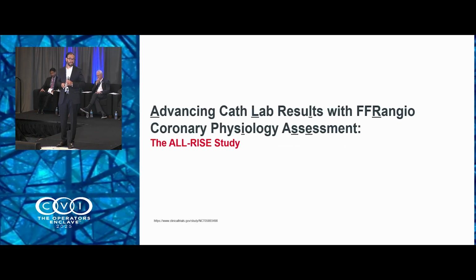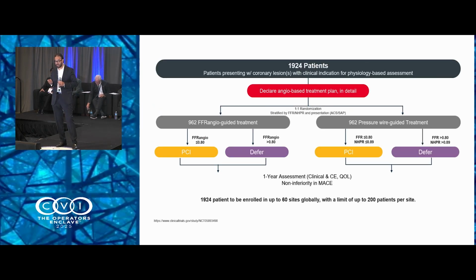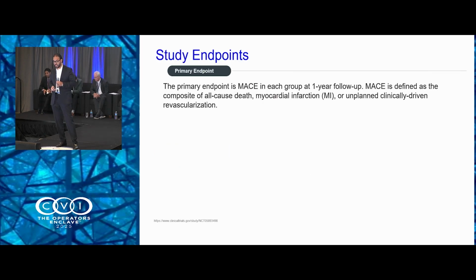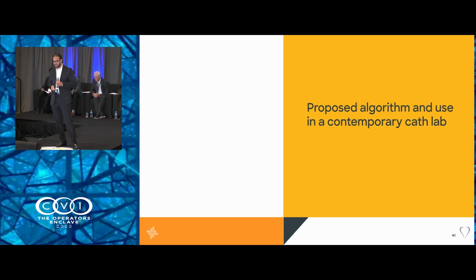So the Alraies study was just concluded in January. We enrolled in this study comparing wire-based technology versus the CathWorks FFR Angio, based on cutoff values of 0.8 in deferring or doing PCI. The wire-based arm involved non-hyperemic pressure ratios and FFR, and the one-year assessment looked at non-inferiority in MACE, with about 2,000 patients across 60 sites. We're hoping to see the results of this study soon.